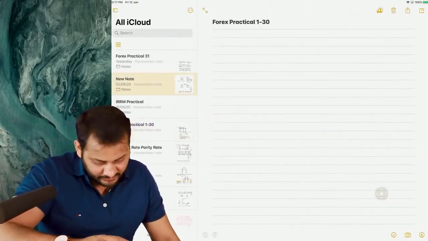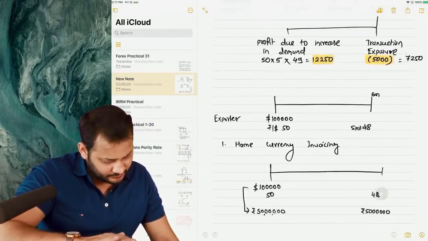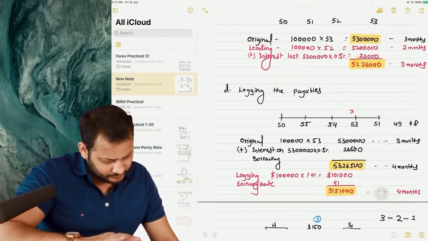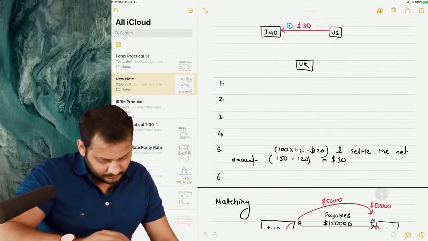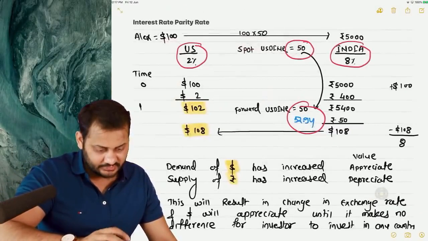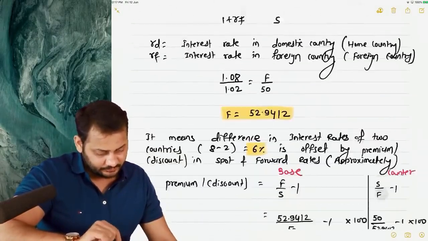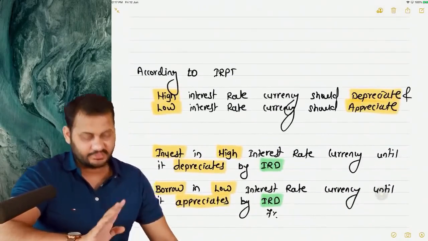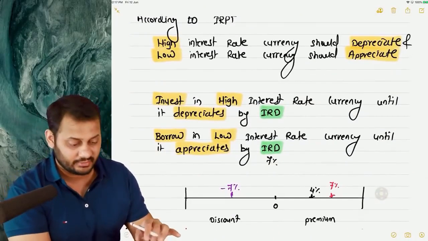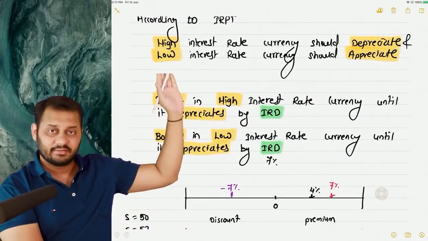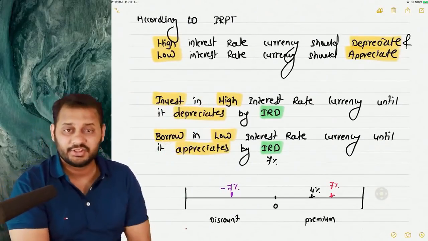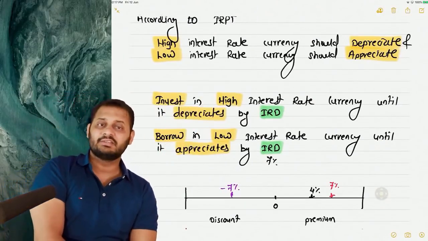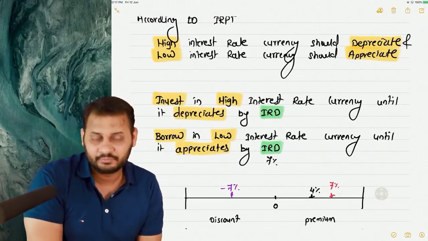I think we had prepared a separate note for this. This is interest rate parity theory. Have a look. You need to remember ultimately only two things. According to interest rate parity theory, high interest rate currency should depreciate and low interest rate currency should appreciate.